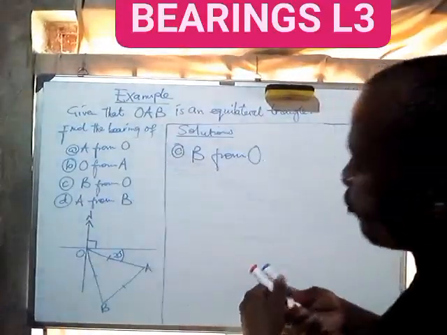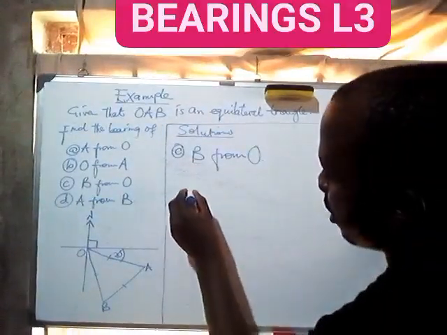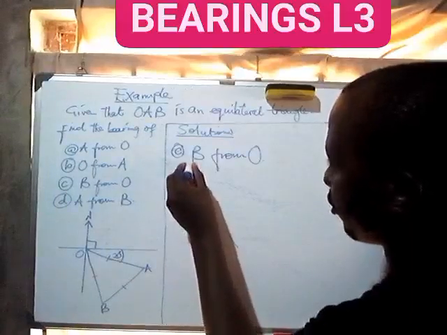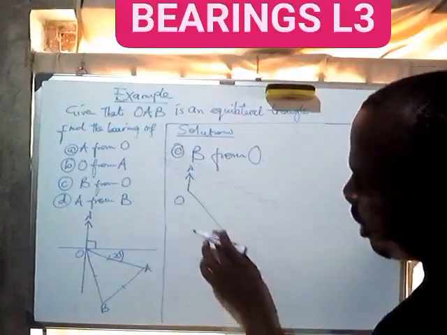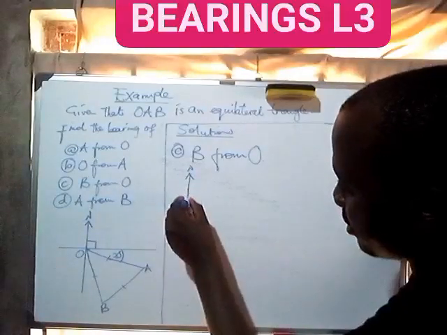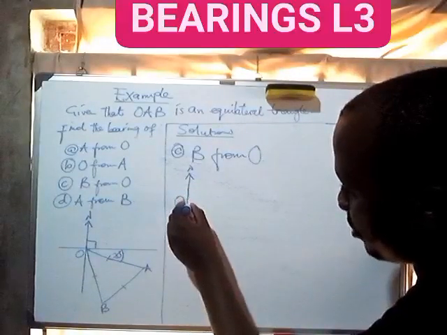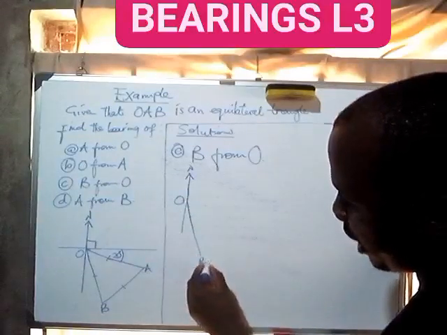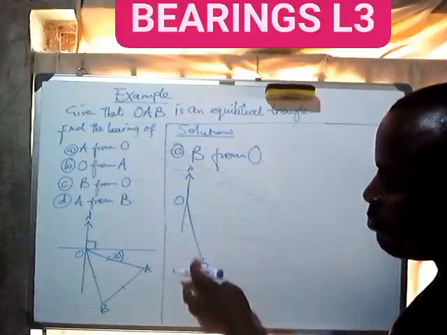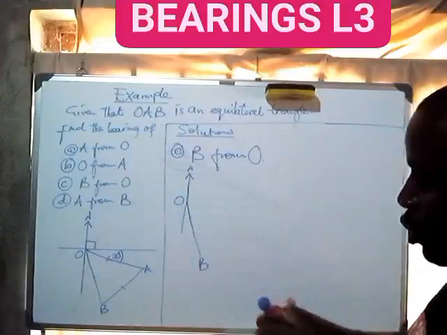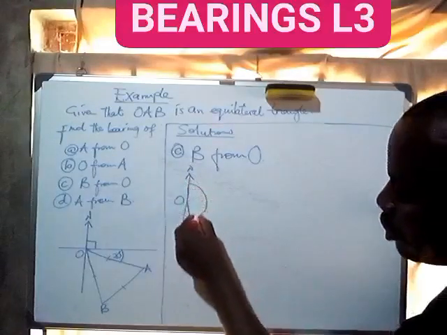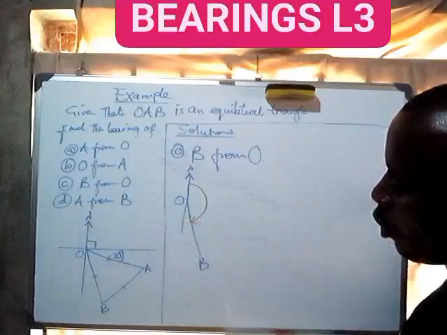So as usual, we are going to draw our O. I'm sure we know where our O is. It has got the north there. Then now we have our B, because our O is like this. This is where our B is. So the bearing is B from O. At O, we draw the north, which is there. Then we move clockwise until we meet line OB.